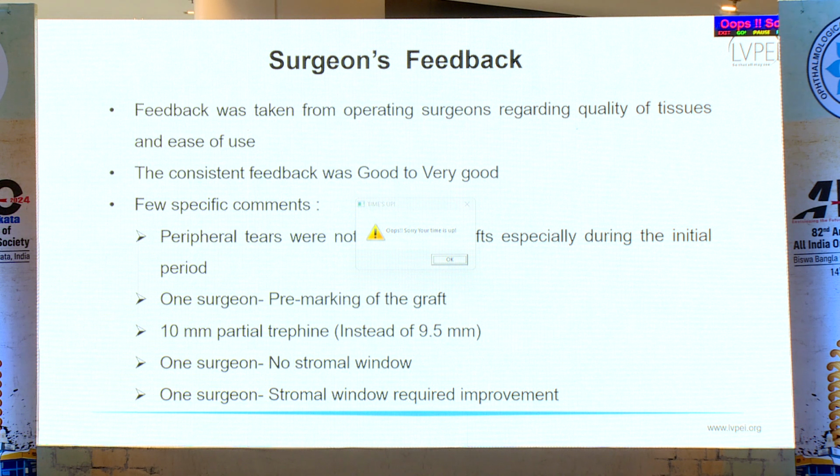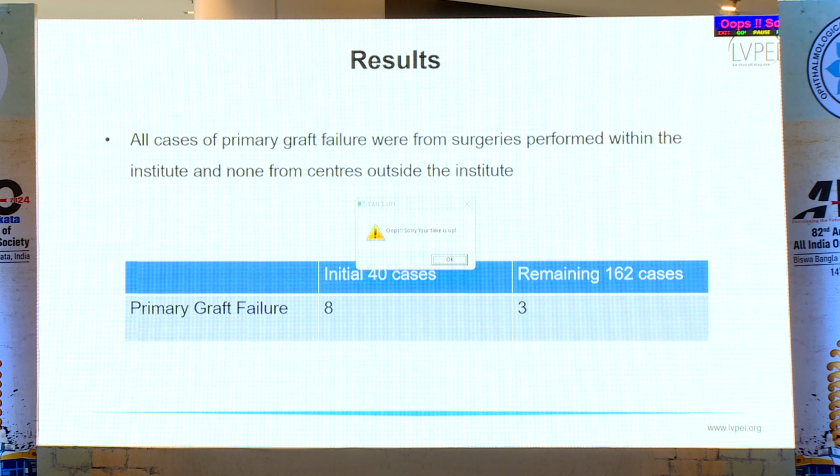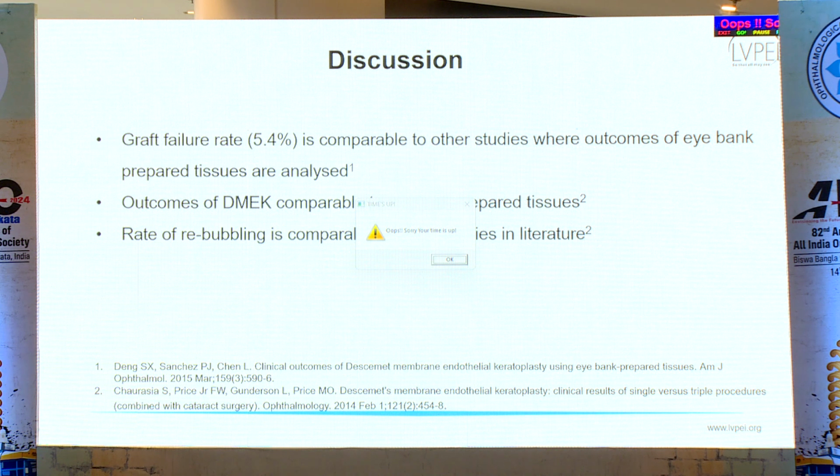Surgeon feedback was taken. There were a few feedbacks regarding peripheral tears in the initial tissues prepared, and others had requested pre-marking the tissue as well. So as we saw the graft failure rate, we compared the graft failure rate in the initial 40 cases followed by the rest of the cases. The graft failure rate subsequently decreased as the experience of our technicians increased in preparing the tissue. Hence, the graft failure rate in our study is comparable to outcomes of tissues of other eye bank prepared tissues, and they also compare to surgeon prepared tissues, and the rate of rebubbling was also comparable.